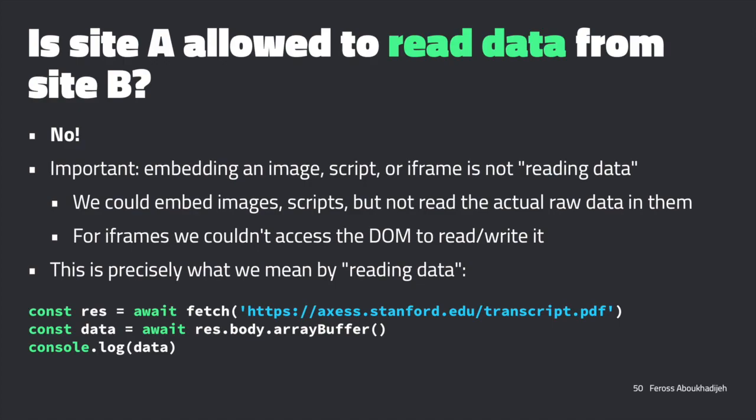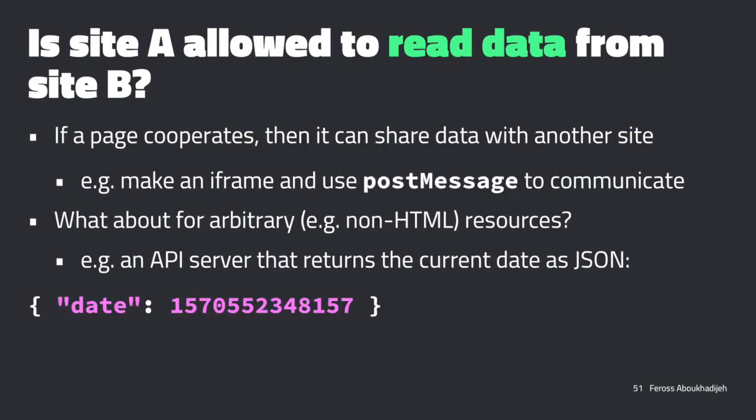OK. Cool. So this is what's not allowed. But say we want to allow something like this. In particular, here's a use case. Actually, there is a way to do this that we talked about. We can post message, right? I can embed an iframe of a page that's cooperating with me, and I can post message to it. And then it can post message back to me, and we can communicate that way.